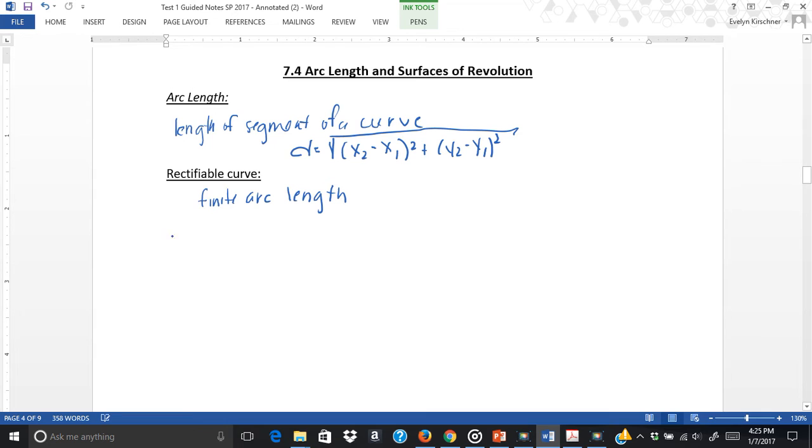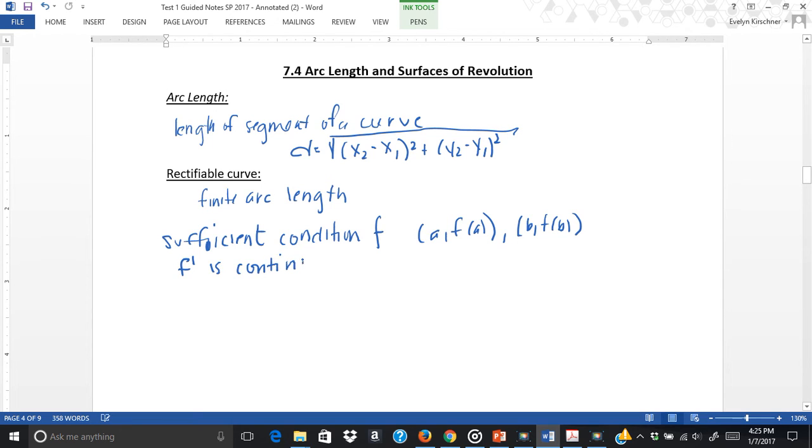A sufficient condition for f to be rectifiable between the points, so I have to give you some points, (a, f(a)) and (b, f(b)), is if the derivative is continuous on the interval from a to b, the closed interval.